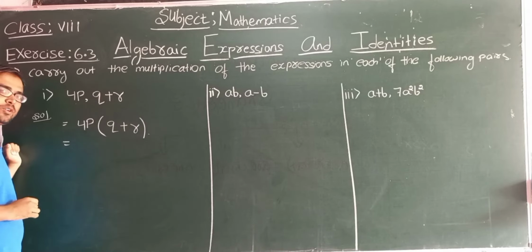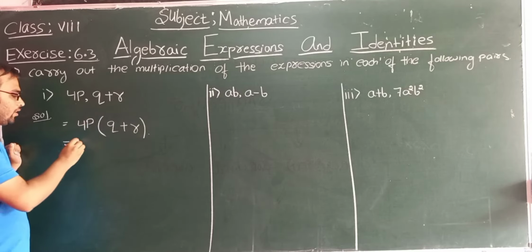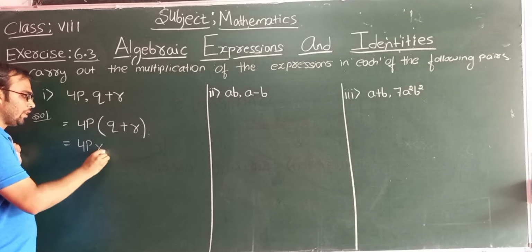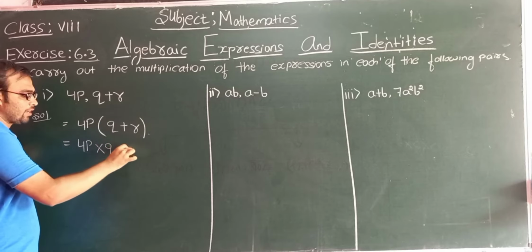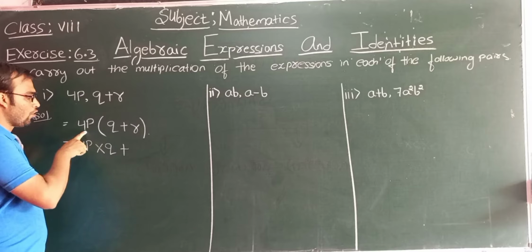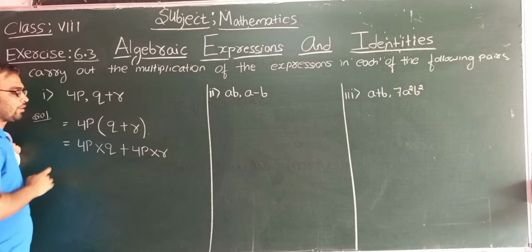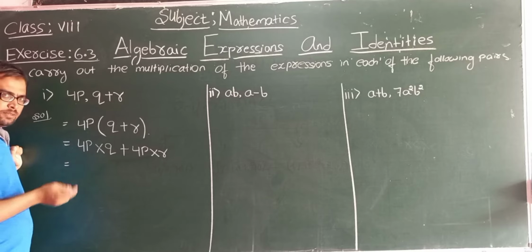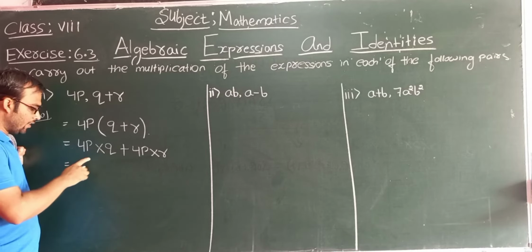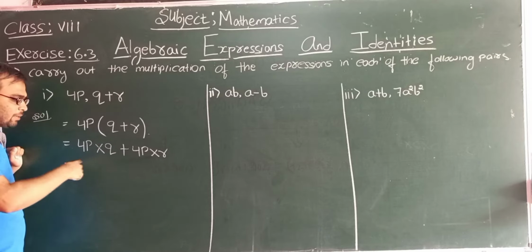Now, as I told you earlier, in this case first we need to multiply this term with q, next we need to multiply this term with r. So 4p into q, here plus is there, so write plus. Now 4p into r. So 4p into q plus 4p into r. Now students, as we have seen in previous sessions, we can rewrite this like 4 into p into q, but you can directly multiply it.